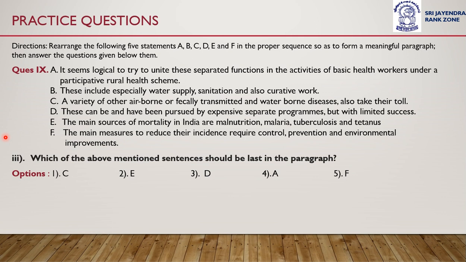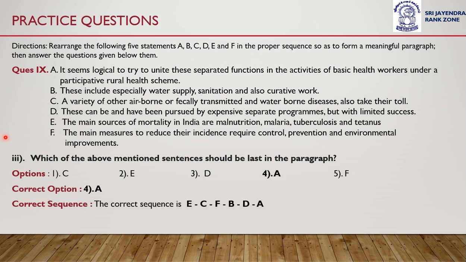Which of the above mentioned sentences should be last in the paragraph? Last. E, C, F, B, D, A. It seems logical to try to unite these separated functions in the activities of basic health workers and under a participative rural health scheme. So the last is A, option 4.